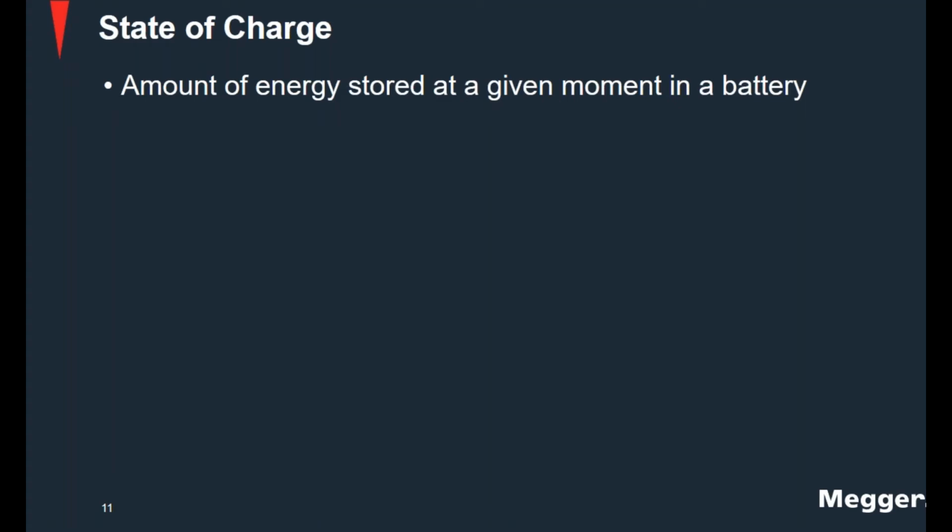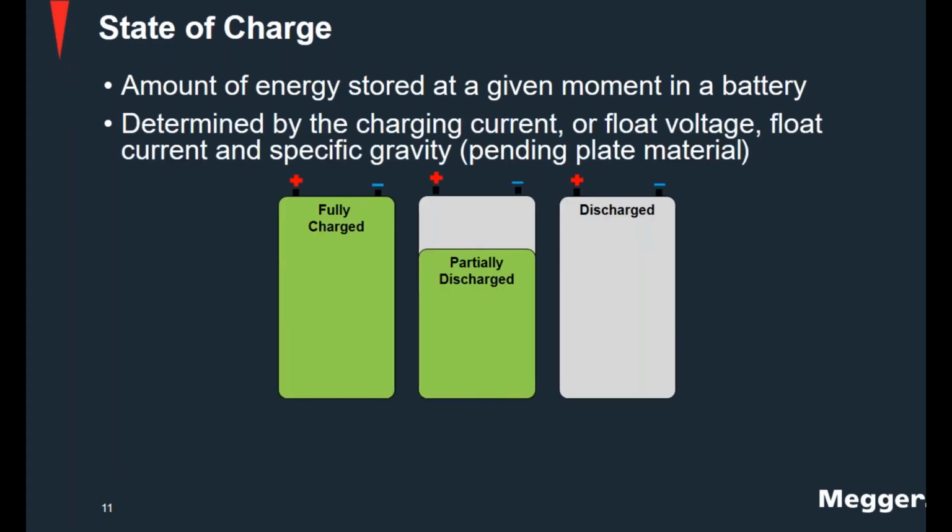It is determined by the charging current or float voltage or the float current or the specific gravity, and this will depend on the battery chemistry, on the battery material. And it's really not that easy to determine sometimes. And well, it's mainly when the battery reaches the floating conditions.